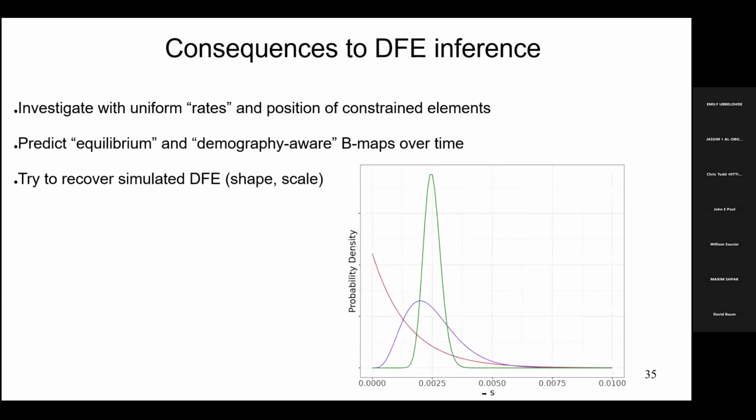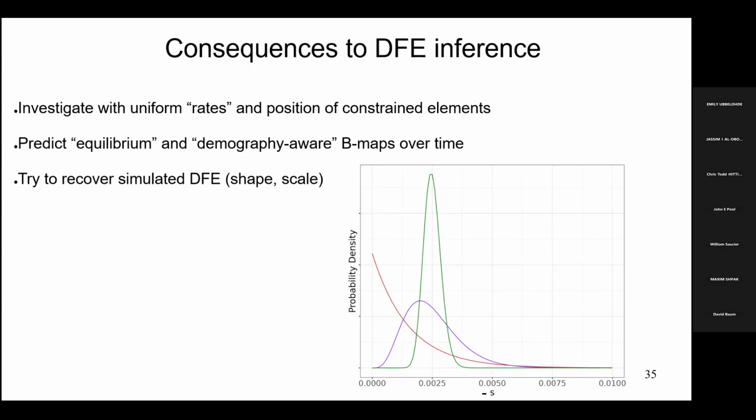So we investigate this effect in a very simplistic scenario where we have a simple chromosome layout with uniform rates, that is, the recombination rate is the same and the mutation rate is the same all across this chromosome. And the position of the constrained elements is as well evenly distributed.